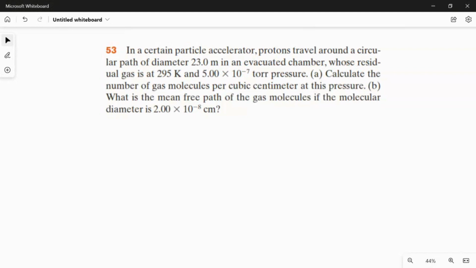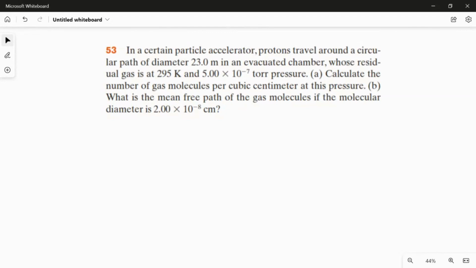In the first part, we are going to calculate the value of N over V. N stands for the number of gas molecules and V stands for volume, but we have to give the answer in terms of molecules per centimeter cube, not molecules per meter cube. And in the second question, we are going to calculate the mean free path of the gas molecule, which is lambda.